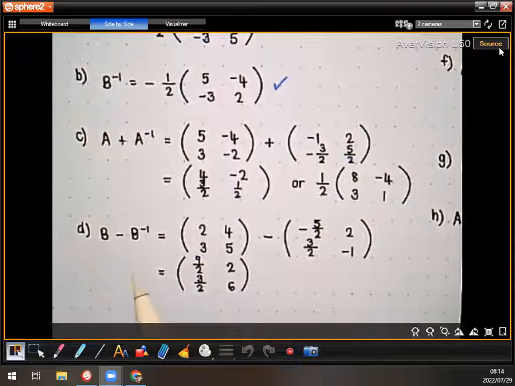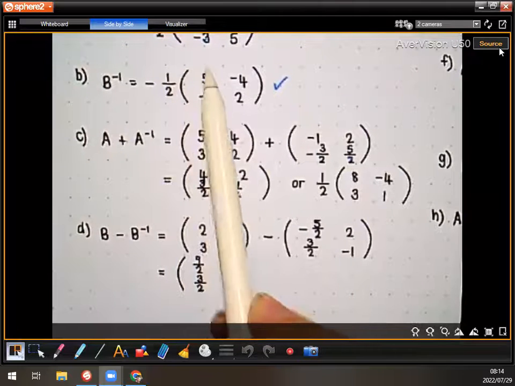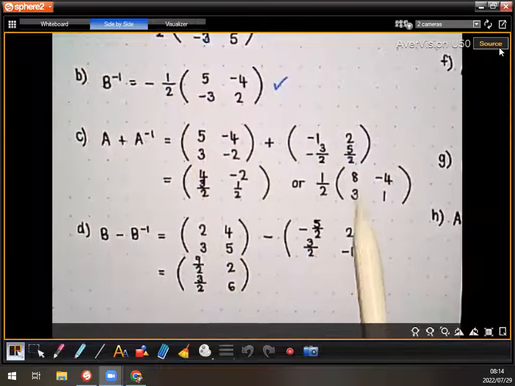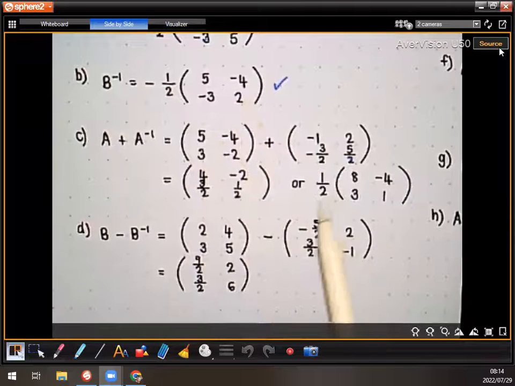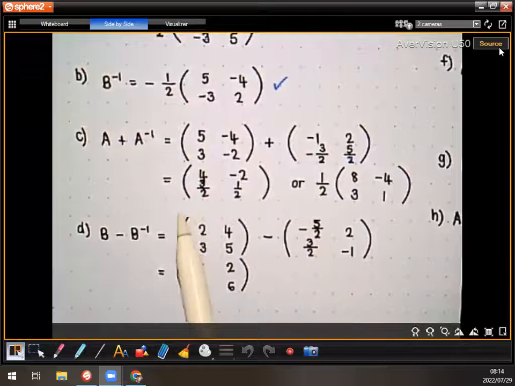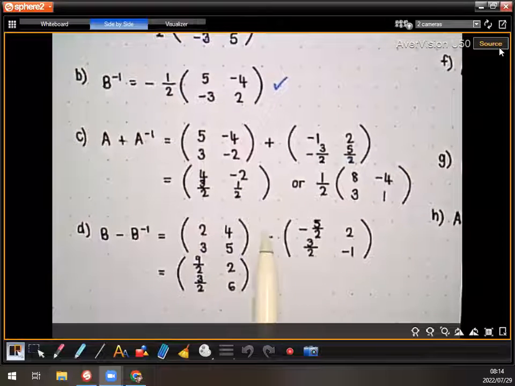Okay, B minus the inverse of B. So here the inverse of B, we said this is correct: -5/2, +2, +3/2, and -1. We're fine with this part. And now we're supposed to subtract, guys. So again, hopefully I did this correctly. 2 minus -5/2 is actually 2 plus 5/2, which is 9/2. 4 minus 2 is 2. 3 minus 1.5 is 3/2. And 5 minus -1 is 6.